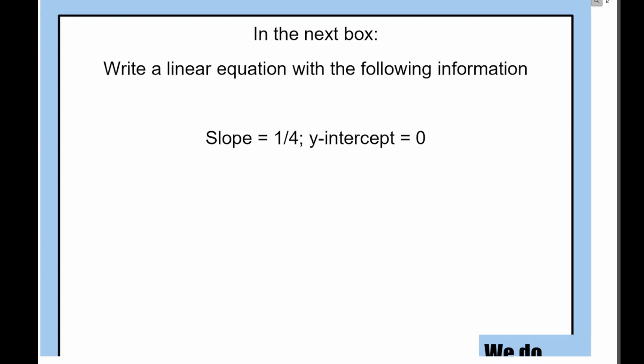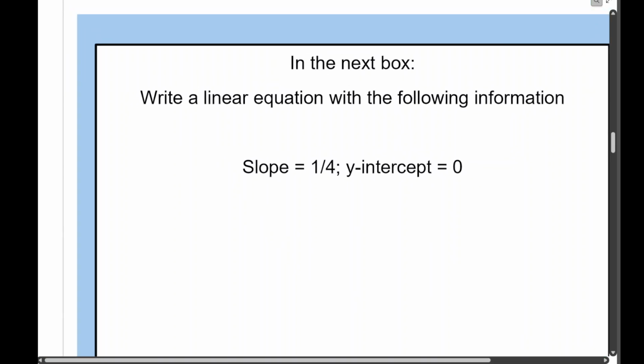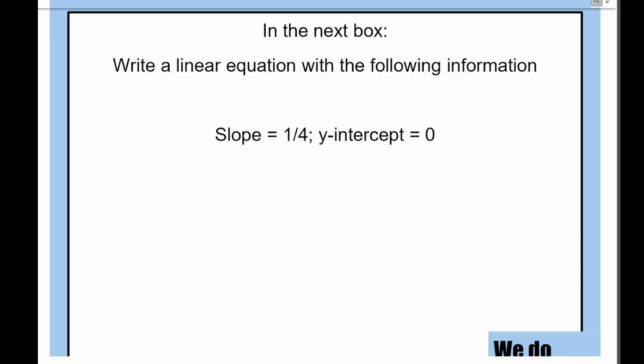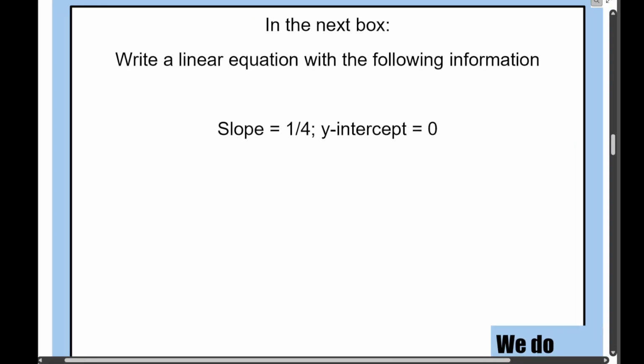Write a linear equation with the following information. This would be in box 3. Oops. Uh-oh. My drawing has stopped. Why is it doing that?